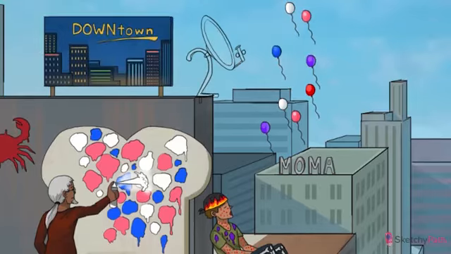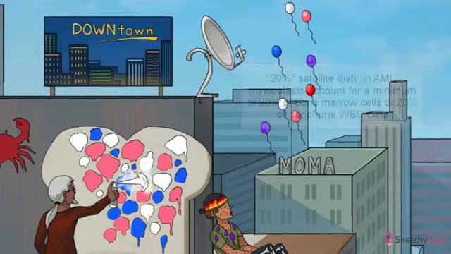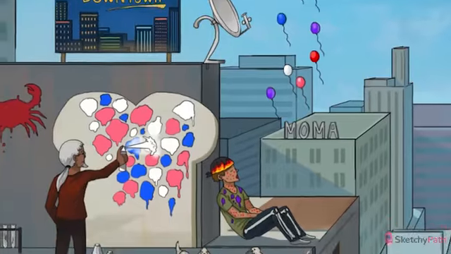As we've mentioned, the characteristic feature of AML is the presence of myeloblasts in the bone marrow, and often in the peripheral blood as well. To diagnose AML, blasts must account for at least 20% of bone marrow cells, or 20% of peripheral blood cells. Notice that the satellite dish forms the number 20.